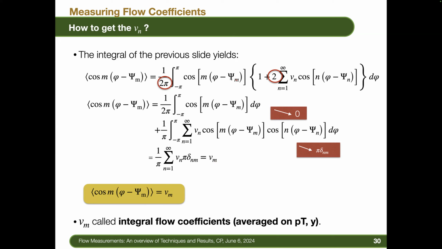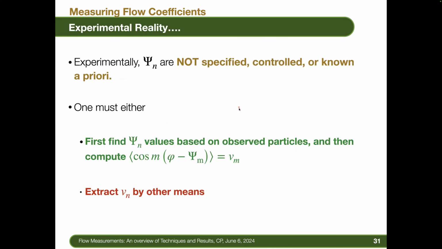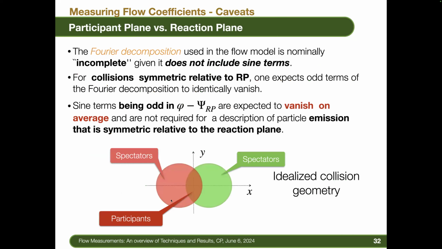Now, evidently, to do this, we need the orientation of psi, and psi is not known a priori, so we will have either to measure it somehow, collision by collision, or extract the Vn by some other means. And so this is the story of the development of flow measurement techniques over the last 24 years.